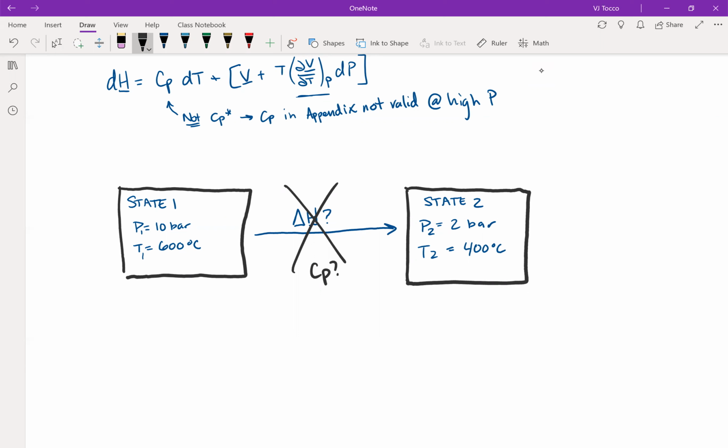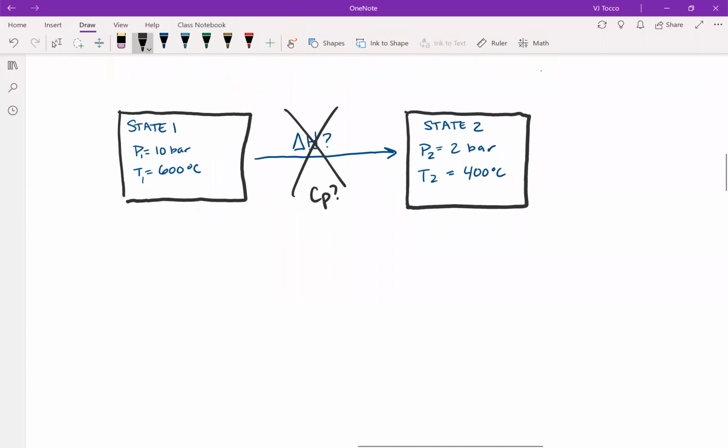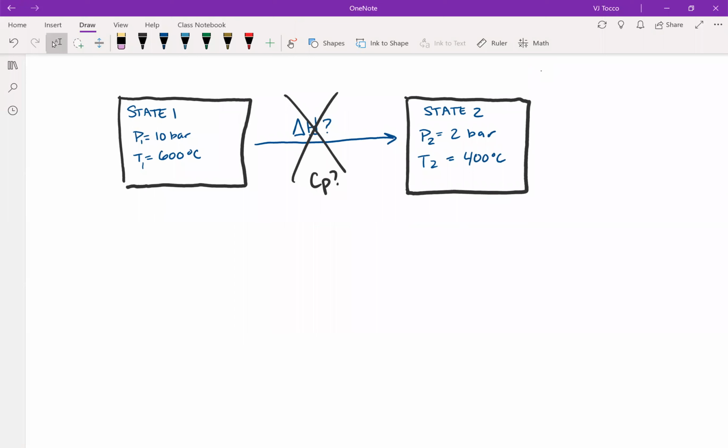But we can use the information that we do know what Cp is if the gas were ideal. And we could also use the fact that enthalpy is a state function. So instead of going directly from state 1 to state 2, let's try and construct a hypothetical process path, which we can do because enthalpy does not depend on the path taken. So instead of going directly from 10 bar, 600 C to 2 bar, 400 C, let's try and break it up into a couple of different steps.